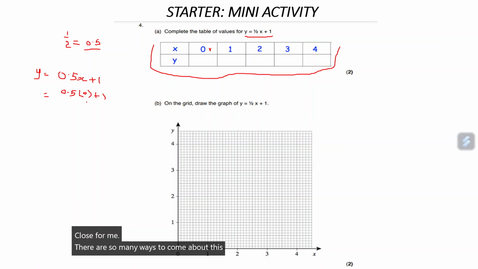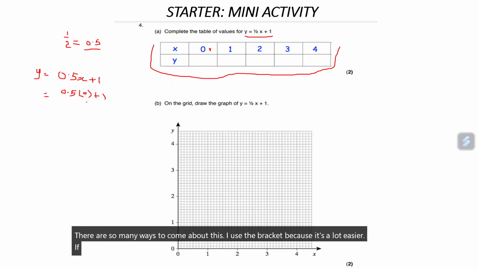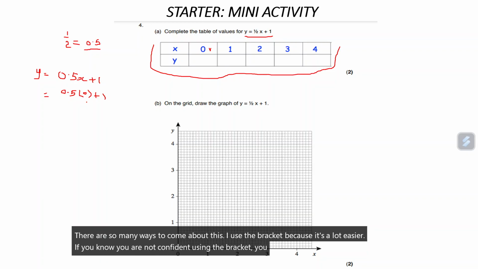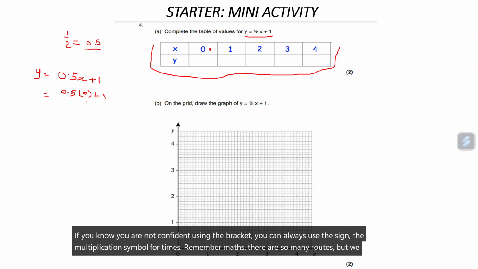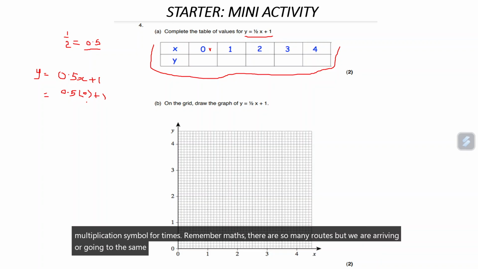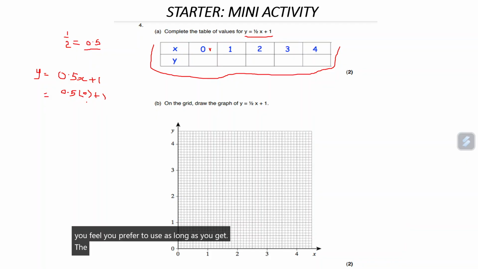For me, there are so many ways to come about this. I use brackets because it's a lot easier. If you are not confident using brackets, you can always use the multiplication symbol for times. Remember, in maths there are so many routes, but we are arriving at the same destination. You can use whatever you prefer, as long as you get the same answer, as long as you arrive at the same destination.